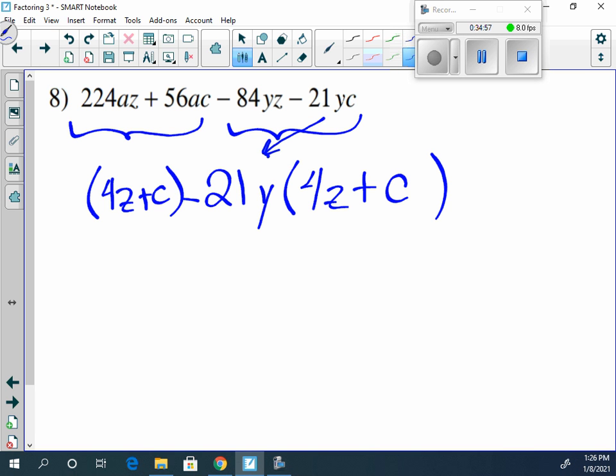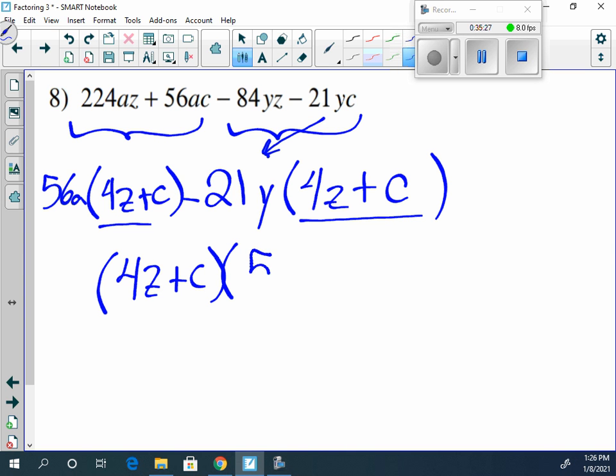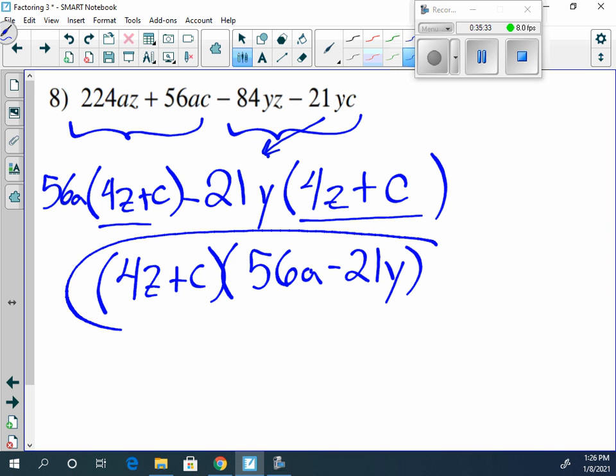Because what's inside those two sets of parentheses needs to be the exact same. Well, it works out. The number that will go into both of them is 56. The greatest common factor is 56. Well, we have 4z plus c and 4z plus c, so we can factor that out of both of them. And if we factor it out, what we're left with is 56a minus 21y. And that there is our answer.